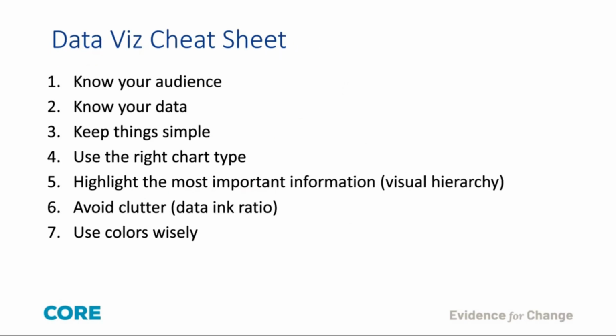To sum up, we have this little data cheat sheet here. You want to know your audience, you want to know your data, you want to keep things simple, and you want to use the right chart type for the key comparisons that you want to highlight. You want to highlight the most important information using visual hierarchy, and along with that, avoid clutter, which means removing as much non-data ink as feasible, and use colors wisely. Next slide, please.